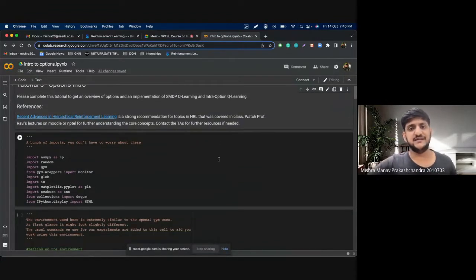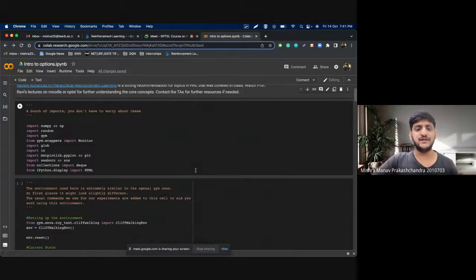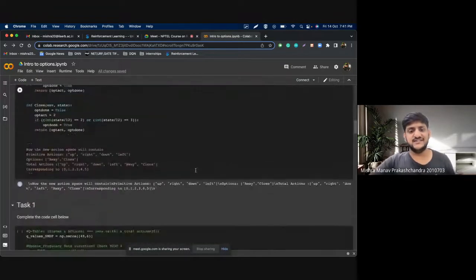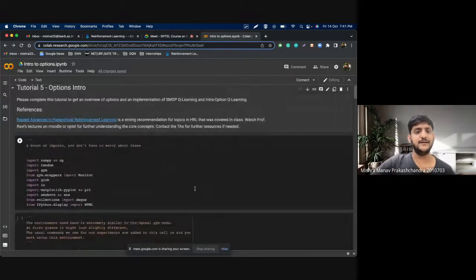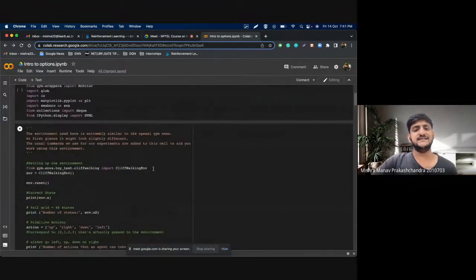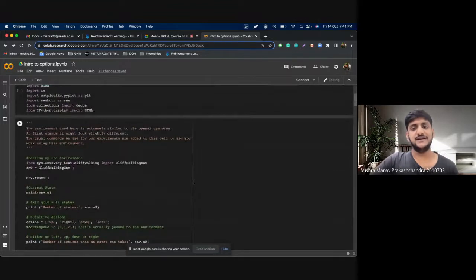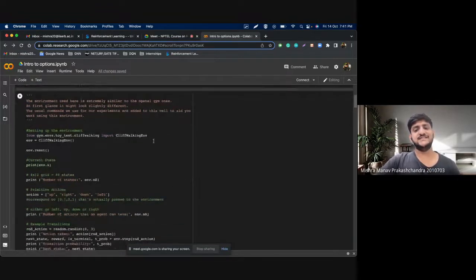So this is a code block, just to give an introduction to the implementation for options. I won't execute the code because the results are already generated, so I'll quickly run through the code and you can look at it. These are the imports that you have. And here what you're using is a very naive example. You don't necessarily need options to do the learning here, but it is a very naive example.